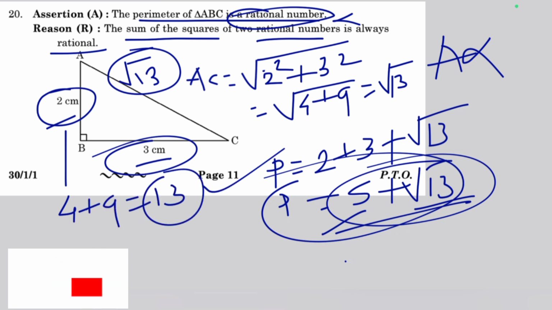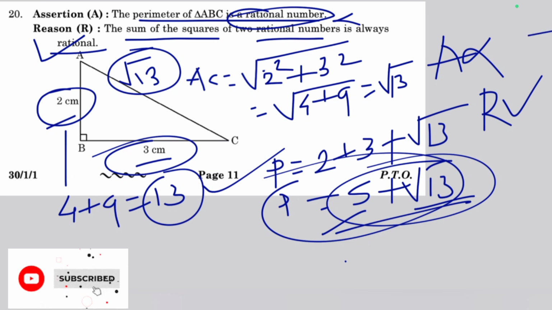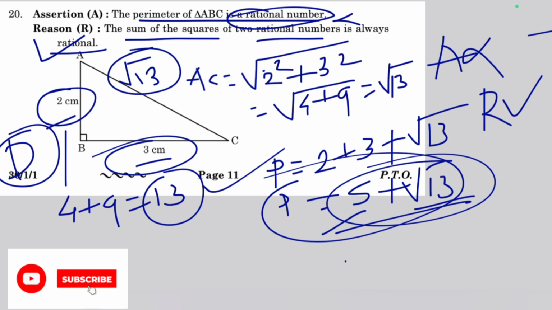Similarly, if I take any other two rational numbers, take their squares and add them, I will get an answer that is also rational. So yes, my reason statement is correct, but my assertion statement is wrong. So I can say that the correct option for this question will be D. Why will the correct option be D here? Because the assertion is wrong, but the reason is correct. So option D will be the correct answer for this question.